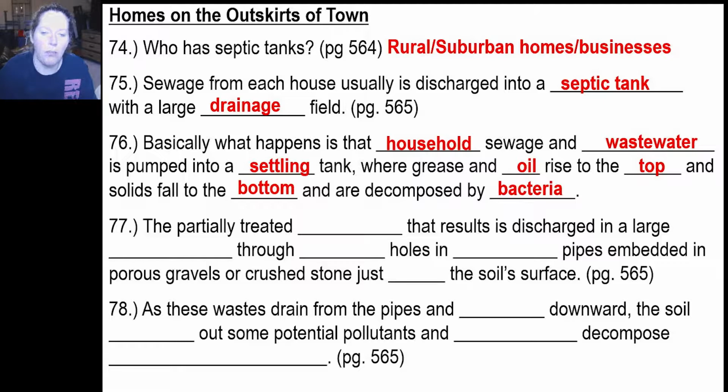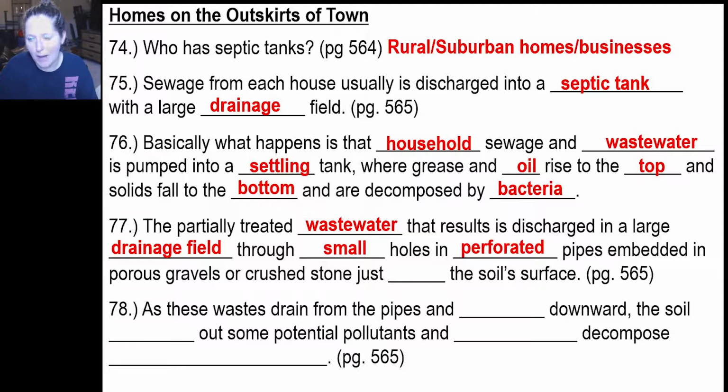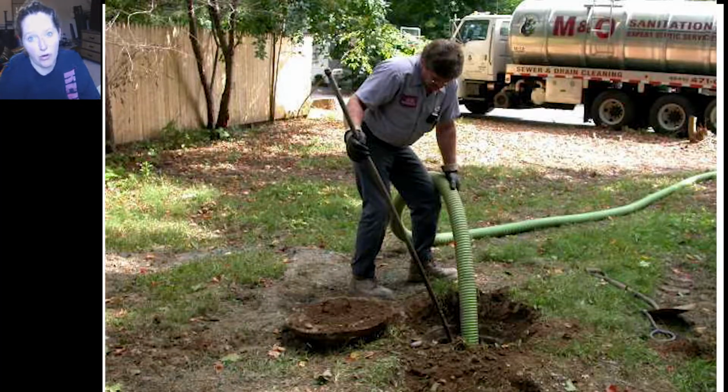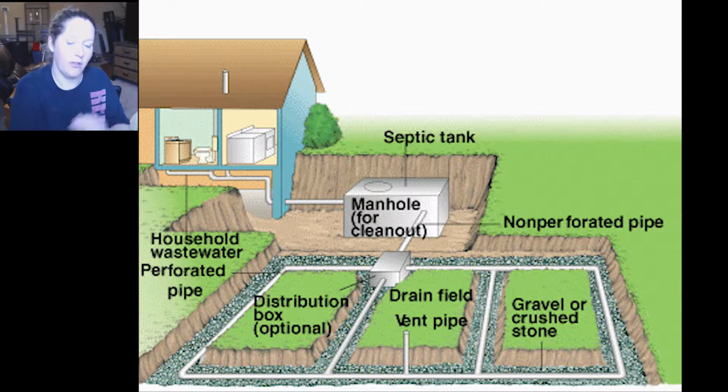Number 77, the partially treated wastewater that results is going to be discharged in a large drainage field. So it's going to make it out to that drainage field through those small holes in those perforated pipes, which are embedded in the gravel or crushed stone, and all of this is just right below the Earth's surface. That's why you can't see your drainage field or your septic tank out in the backyard, because a lot of this is right below the soil surface.